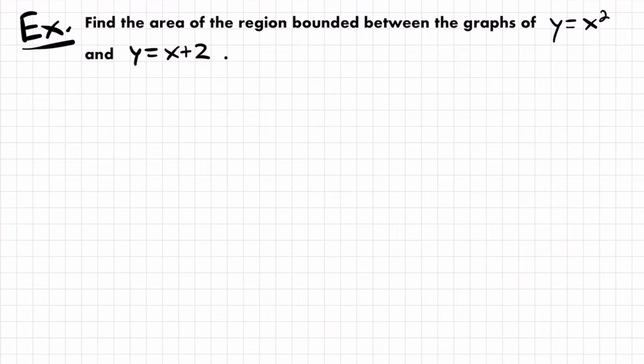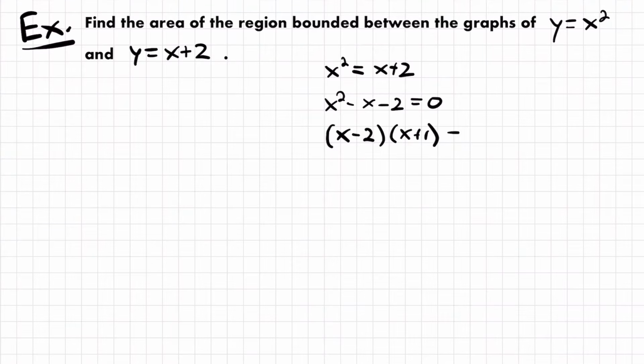And so if we do that, we'll have that x squared is equal to x plus 2, right? We're just setting our two equations equal to each other. And so let's solve for x. I'm going to subtract x and 2 from both sides of the equation. So we'll have x squared minus x minus 2 is equal to 0. And now we have a quadratic that we can factor, and I believe it factors to be x minus 2 times x plus 1, and that is equal to 0.